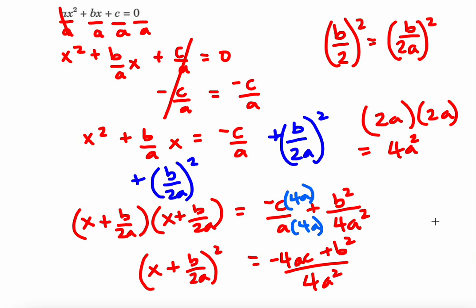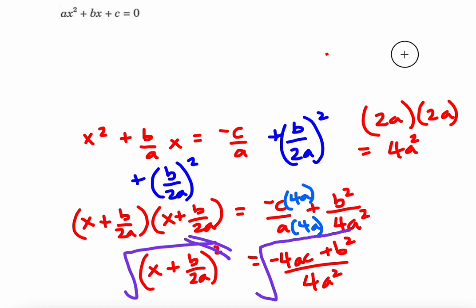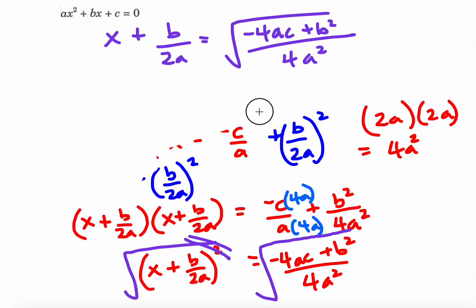Now we can set up our equation where we have a square on the left-hand side. So in order to get rid of that square, we need to square root it. I know this looks super messy right now, but trust me, it'll work out. These two cancel, okay? And then I'm actually going to give myself some more room up here so that we can finish the rest of the problem because I'm running out of room. Okay, so I end up with x plus b over 2a equals the square root of negative 4ac plus b squared over 4a squared. Okay. Let me then erase the rest of this so I have even more room.